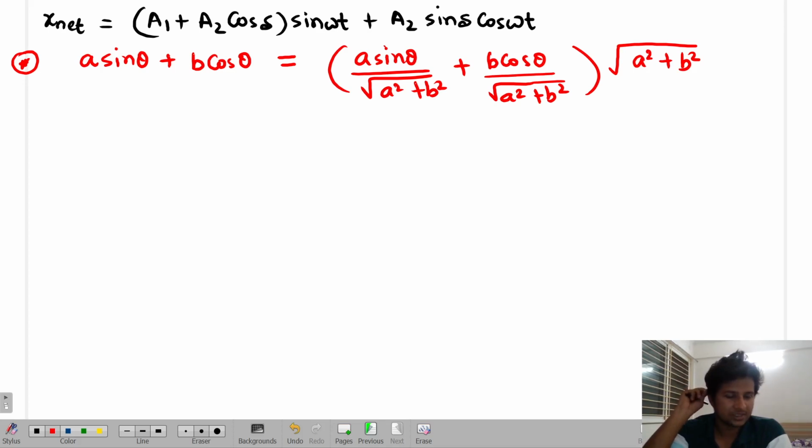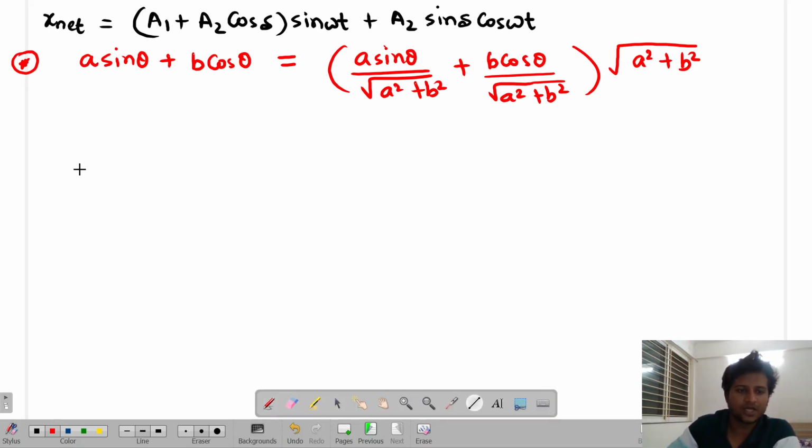That is not going to get cancelled out. Think. You see over here. Let us see. Let's suppose I have a triangle and this angle is alpha. This is a, this is b. Then this is root under a square plus b square, isn't it?